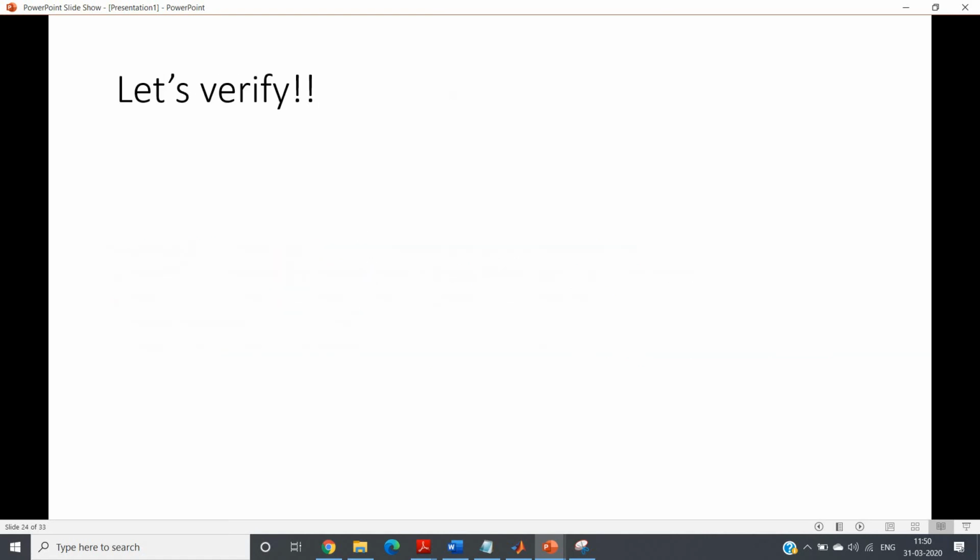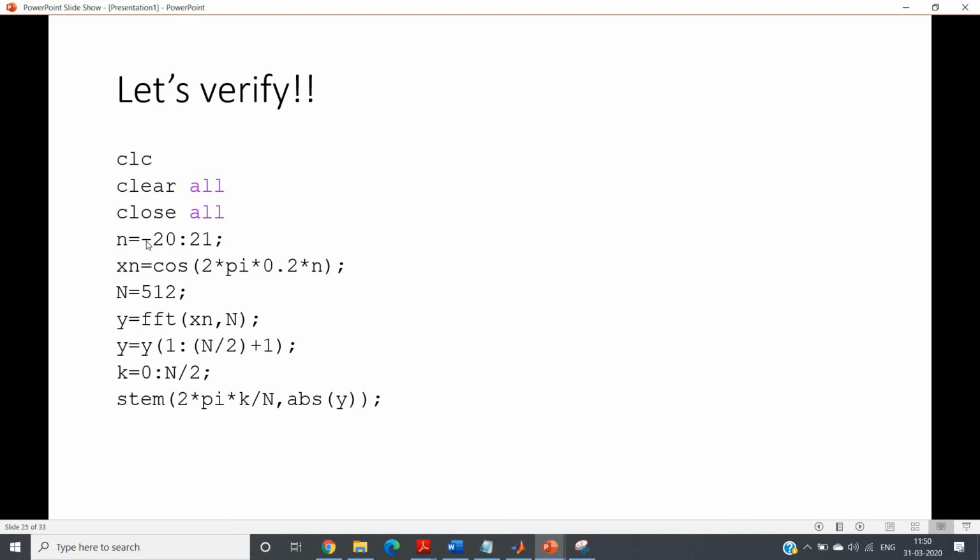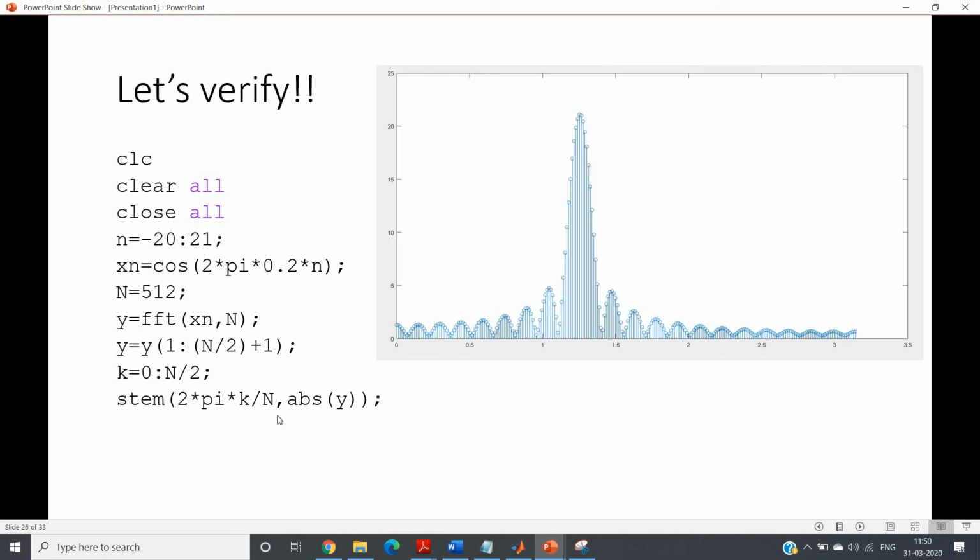So now let's verify with a simple MATLAB code. Again, the time sample, the same signal I have taken, that is minus 20 to 21, x of n is equal to cos 2 pi 0.2 into n. But now, instead of 42, we want to compute the DFT for 512. The rest of the code is also the same, and we just want to plot the single-sided DFT. So if you run the code, you will get the magnitude spectrum of the DFT like this.